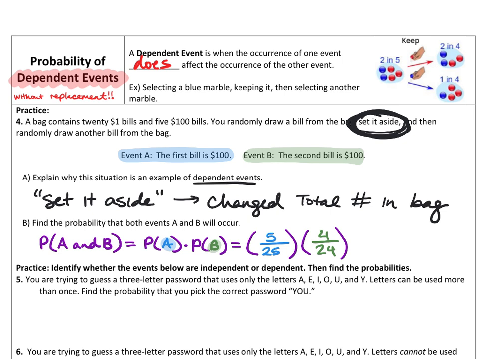Now at this point, we turn to our calculator, because again, this is not math we're going to do in our head necessarily, and we're not going to use our fancy fractions. We're just going to use parentheses and the regular divide key. Go ahead and tell me the probability of both events A and B occurring.